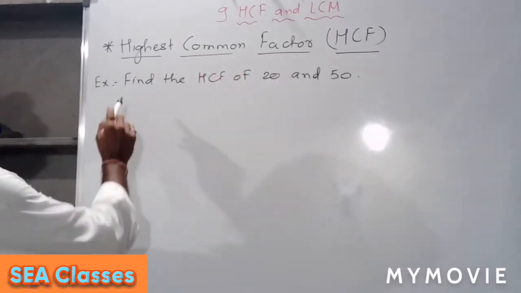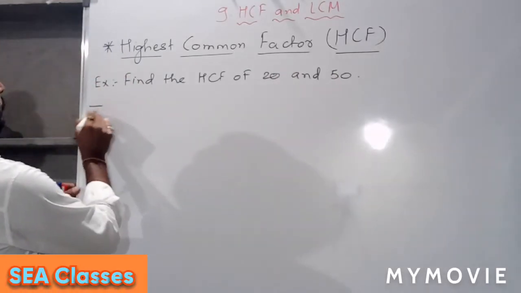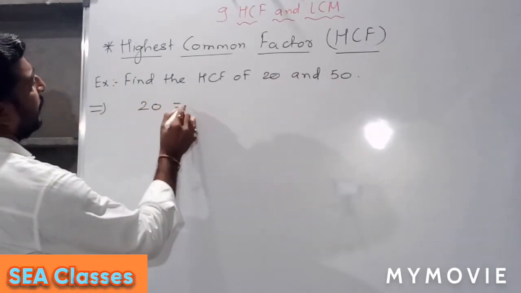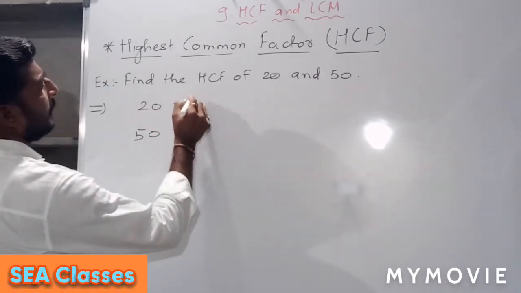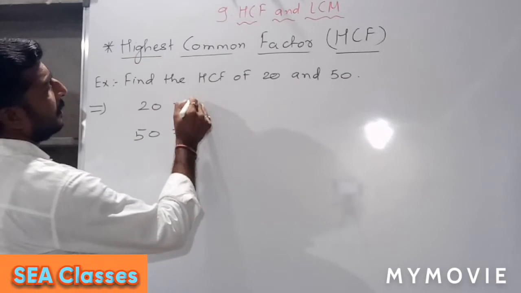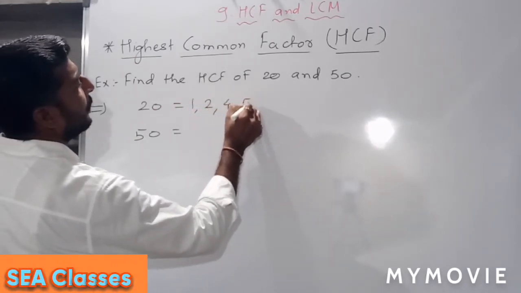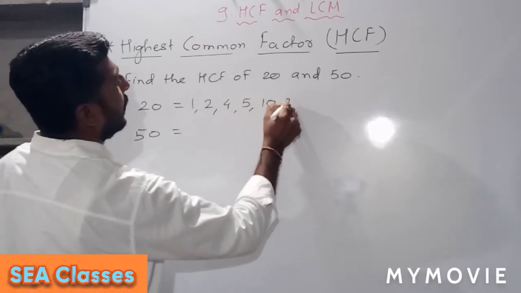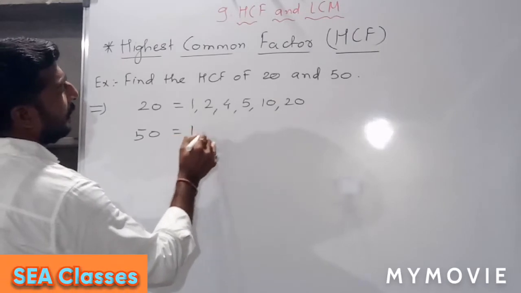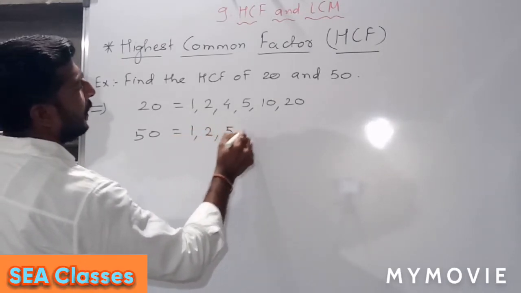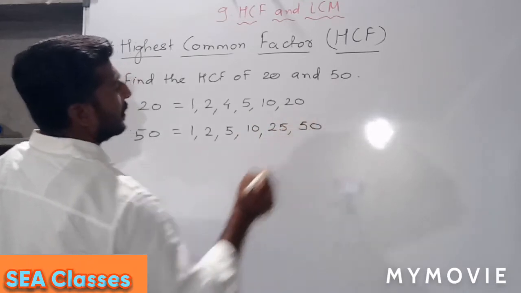There is a question: find the HCF of 20 and 50. First we will find the factors of 20 and 50. Factors of 20, that means the numbers which can divide 20, are 1, 2, 4, 5, 10 and 20. The numbers which can divide 50 are 1, 2, 5, 10, 25 and 50 itself.